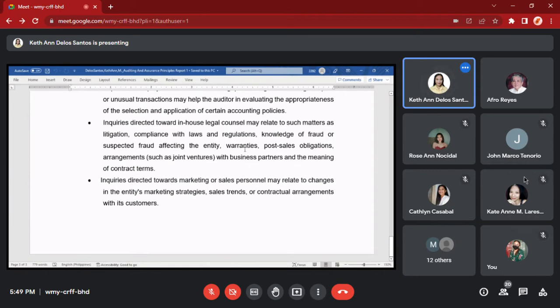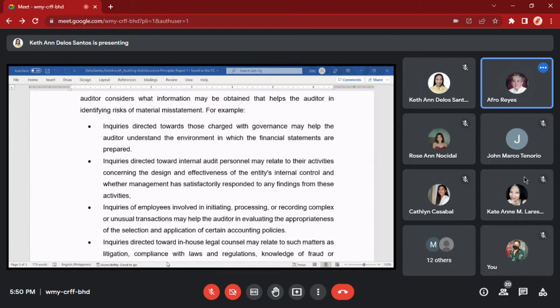material misstatement. And last, inquiries directed toward marketing or sales personnel may relate to changes in the entity's marketing strategies, sales trends, or contractual arrangement with its customers. Parang ipinapakita naman dito yung mga kung yung marketing sales personnel, sila naman yung nag-represent kung yung pagbabago ba ng strategy ay nakaka-affect dun sa financial statement or nagkaroon ba siya ng sanhi dun sa maaaring risk of material misstatements. Yun lang po.